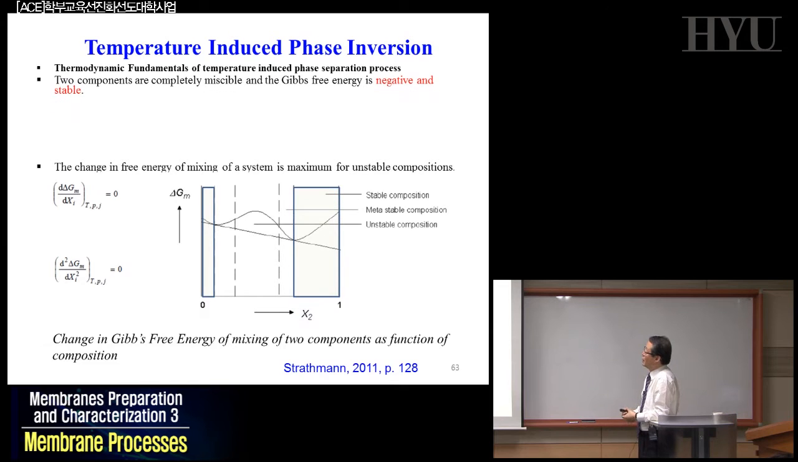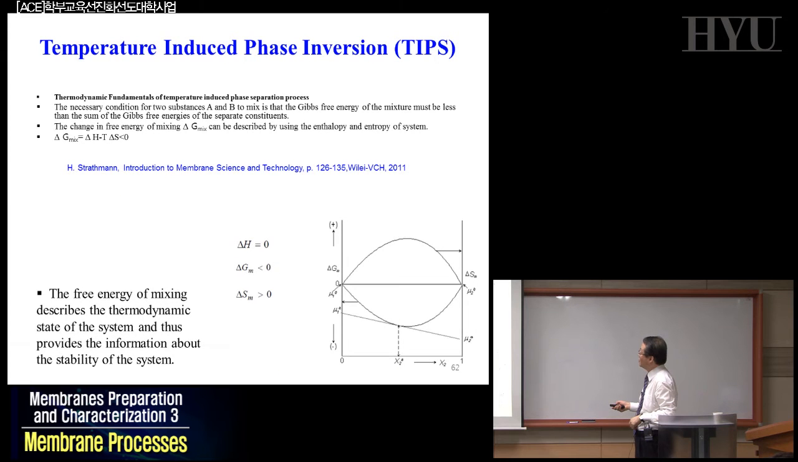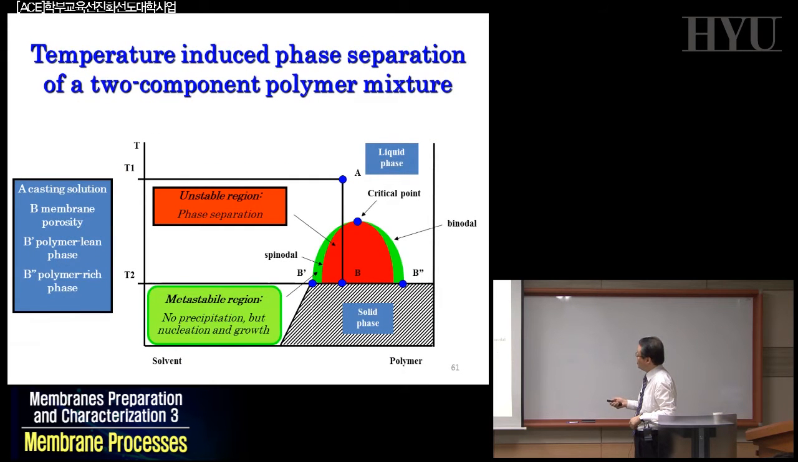Now let's say that we have this region. This boxed region at the two extremes is the case where you have a stable composition. This is the stable liquid phase, whereas this is the unstable region. And this green region again is the metastable region.